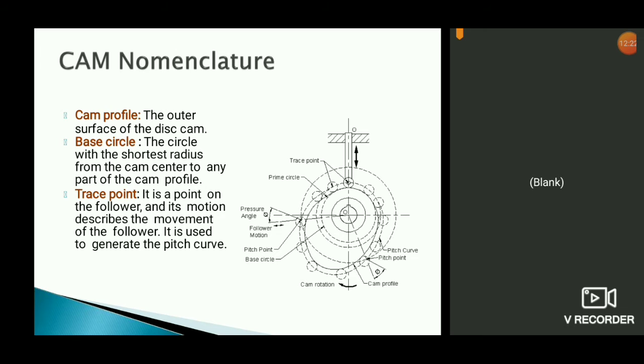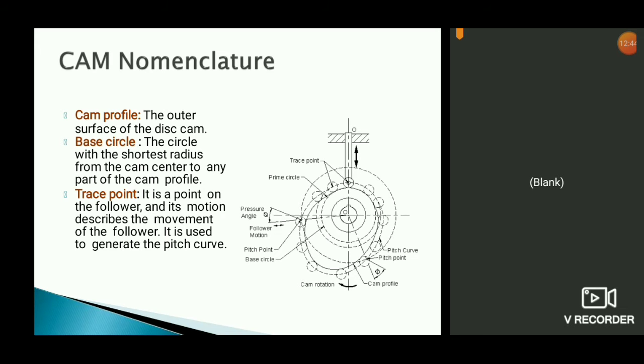Next one is the base circle. You can see, this is the base circle, that is the shortest circle. That means the circle with the shortest radius from the cam center to any part of the cam profile. So that is the shortest circle you can draw inside a cam profile, that is the base circle.